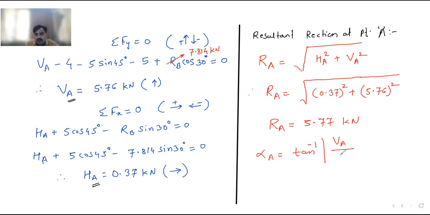VA upon HA. So put the value. Alpha A is equal to, you know the value of VA, you know the value of HA. Just put the value, let me know the answer. Now here it will be tan inverse of VA is 5.76 divided by HA is 0.37. So therefore, 216.62, what is the answer?